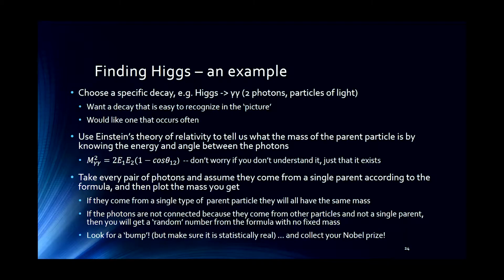So I want to give you an example of how you find the Higgs boson. What you do is you choose a specific way that this Higgs boson will decay and look for it. To give you the example, which was the original discovery of the Higgs boson, it was the decay of a Higgs boson into those gammas over there. Those are photons. Those are particles of light. Okay.